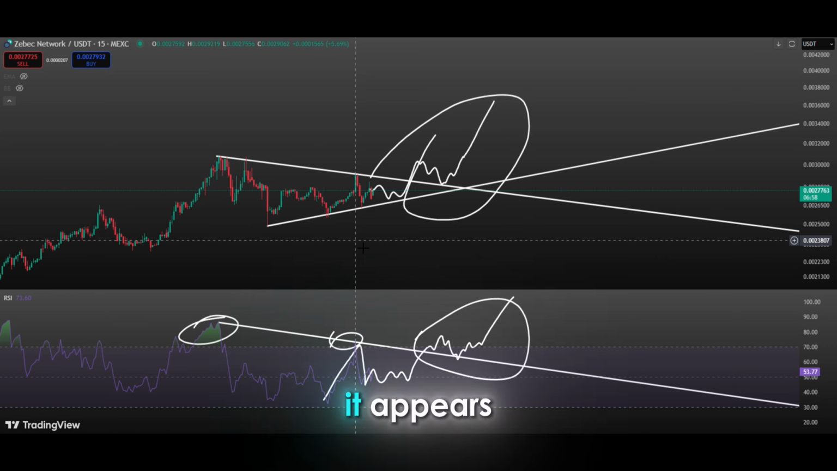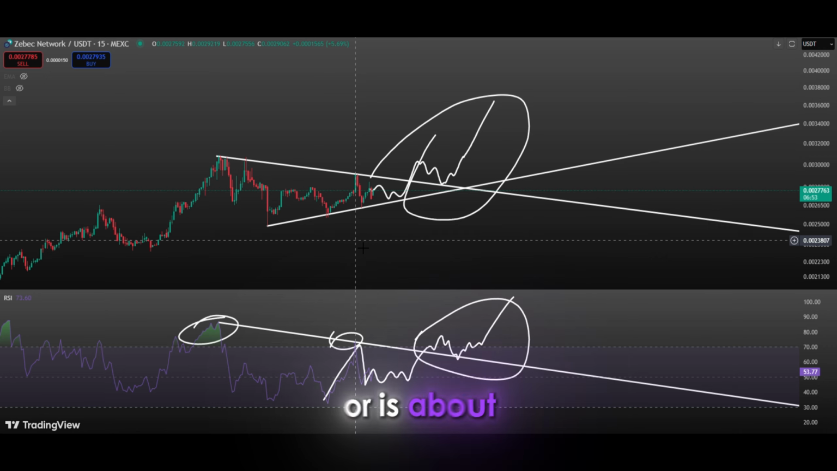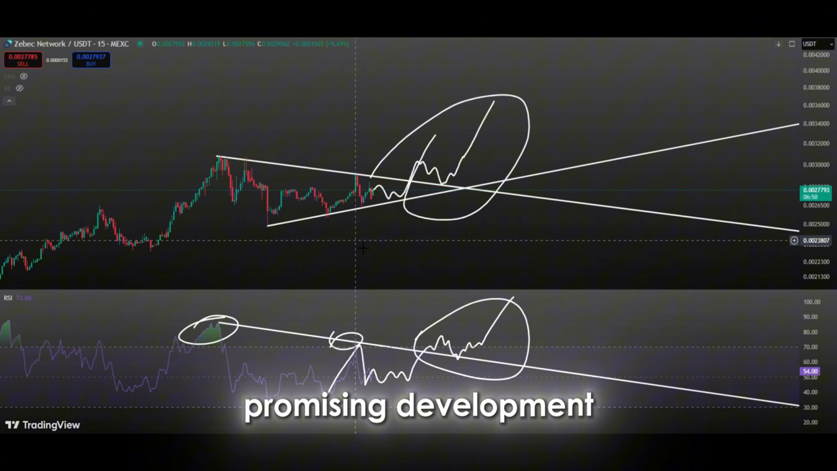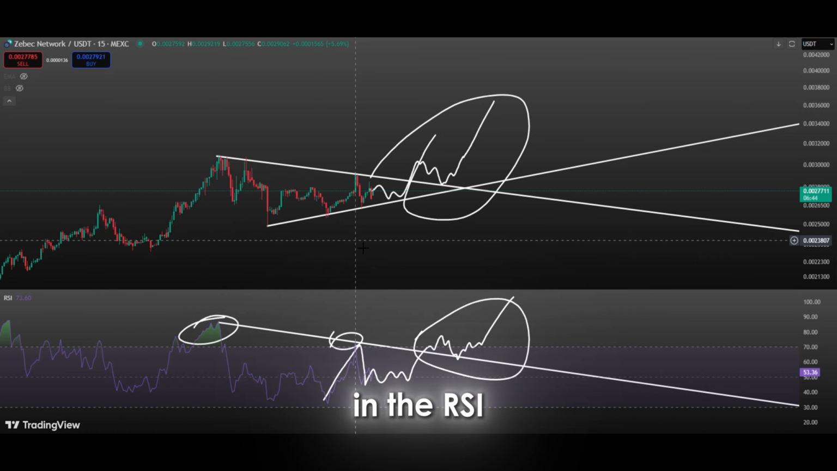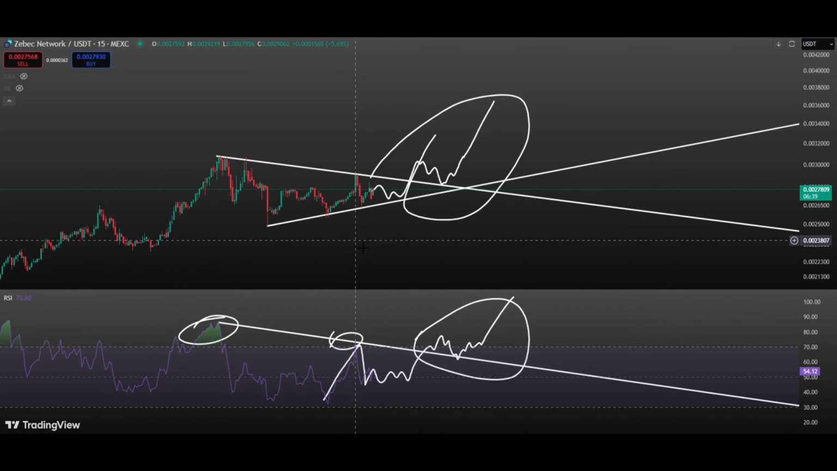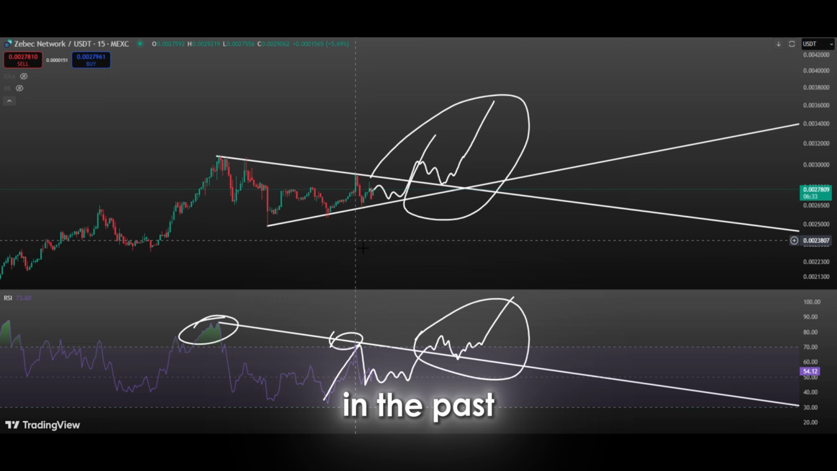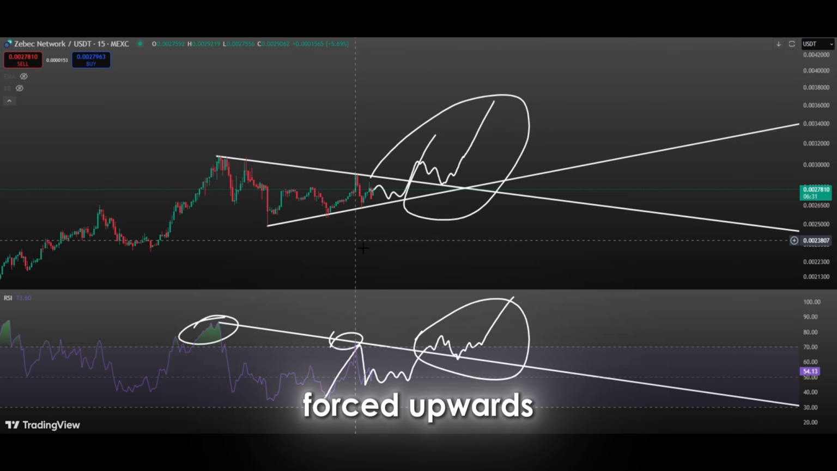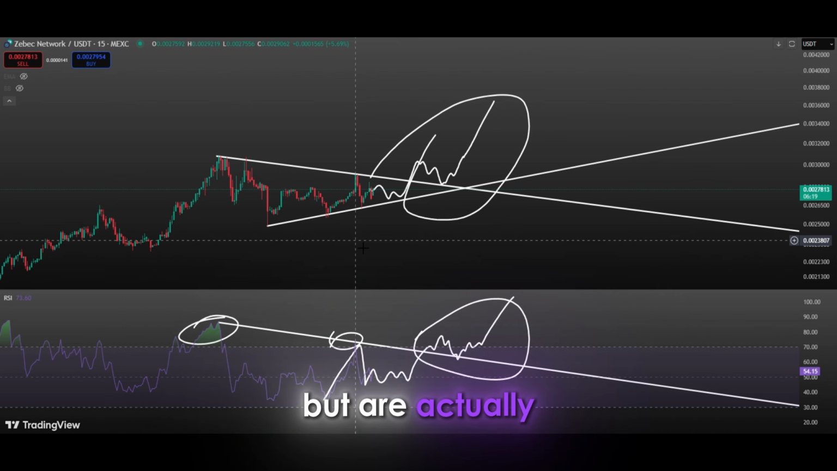At this point, however, it appears that the RSI has touched this falling trend line again and is preparing to break it, or is about to break it. This is a very positive and promising development in terms of technical analysis. This is because such downtrend breaks in the RSI usually signal that the price will break in a similar direction and a new bullish move may begin. This level is especially important if there has been a reversal every time the RSI has approached this line in the past. Now this trend line is being forced upwards, indicating that buyers are starting to gain momentum and the potential for the market to change direction. Such trend breakouts on the RSI are technical signals that traders often overlook but are actually quite critical.